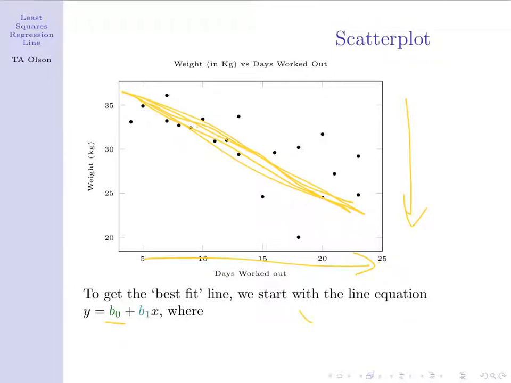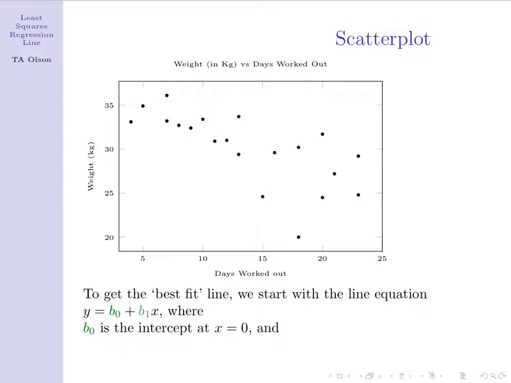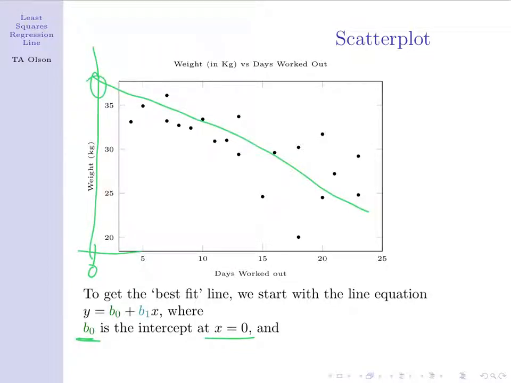We usually do this as y equals mx plus b. M is our slope. We're going to call that b1 for reasons. And our intercept, we're going to call b0. Our intercept is where our line would intersect the y-axis, if we had a 0 on this graph. That's why it's called an intercept.